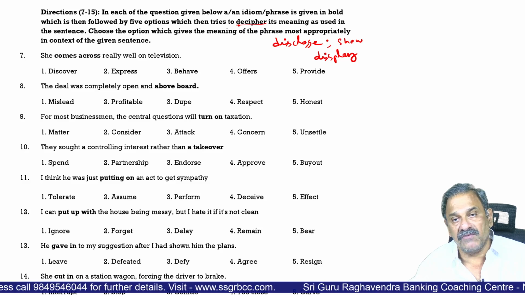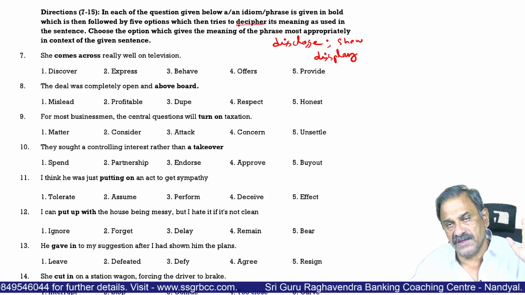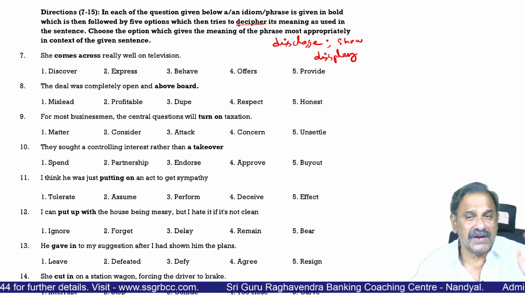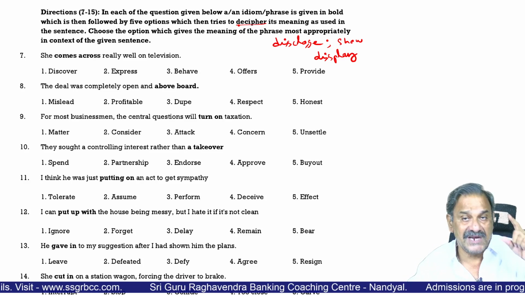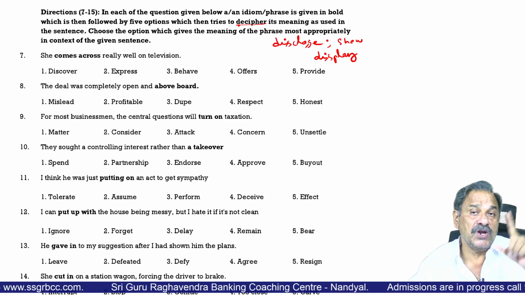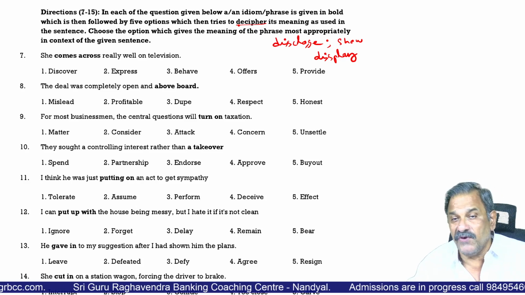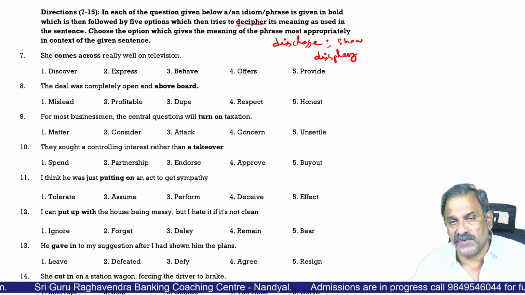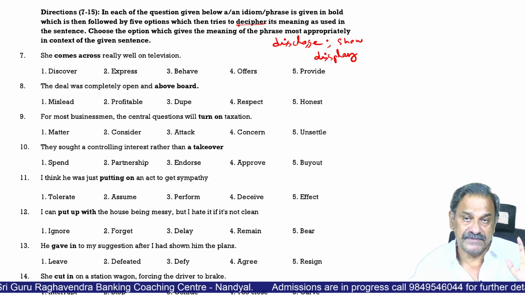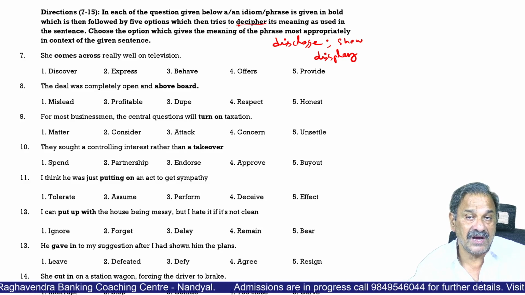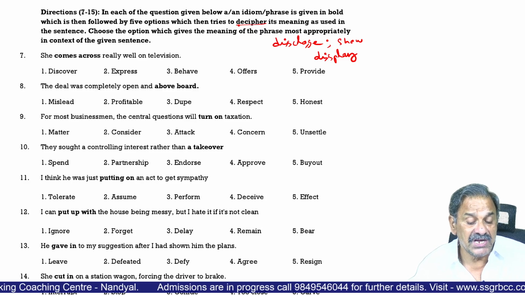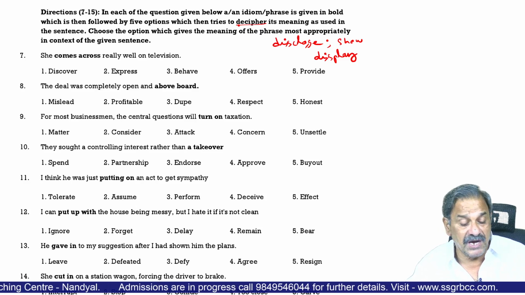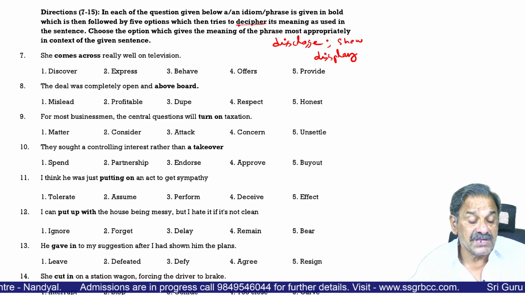See, phrasal verbs, idioms and phrases. This is a very, very typical exercise. You have to read the sentence, you have to understand the tone of the passage, then only you have to go for the option. If you are not in a position to understand the tone of the passage, better to skip. But this is a very dangerous area, phrases and idioms. She comes across really well on television.